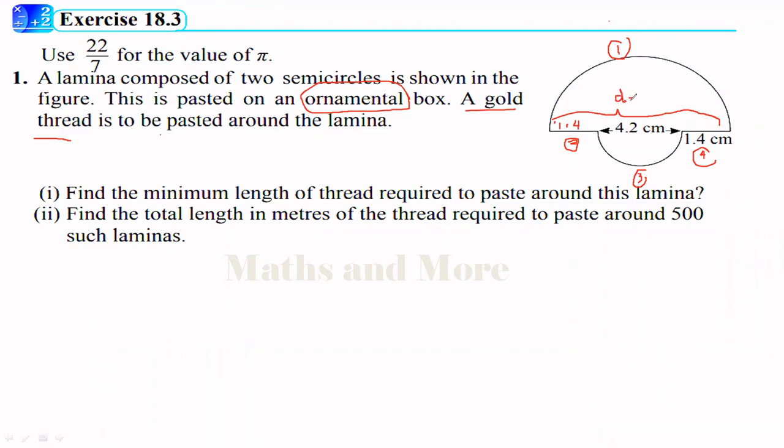D equals, add in a separate place 1.4, 4.2 and 1.4. 4 plus 2, 6, 6 plus 4, 10. 10 means 0, and there's a decimal point, so I will put the decimal point here. 1 remains. Then 1 and 1, 2. 2 plus 4, 6, 6 and 1, 7. So what is the diameter of the bigger semicircle? That is 7.0. That means 7.